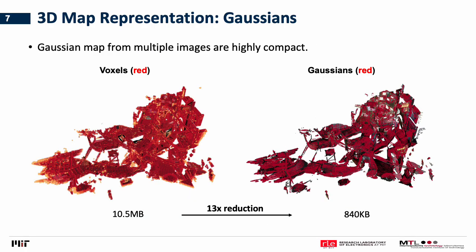Since each Gaussian map per image is compact, the similar trend holds for a much larger map constructed from multiple depth images. For this city-scale environment, our Gaussian-based map consumes 840 kilobytes, which is around 13x lower than the voxel-based map.